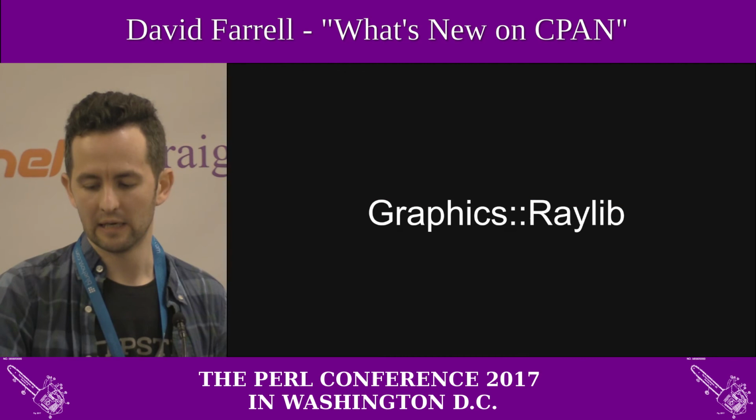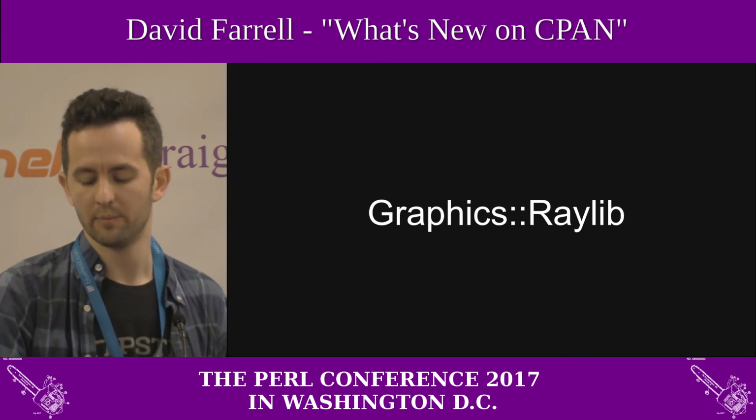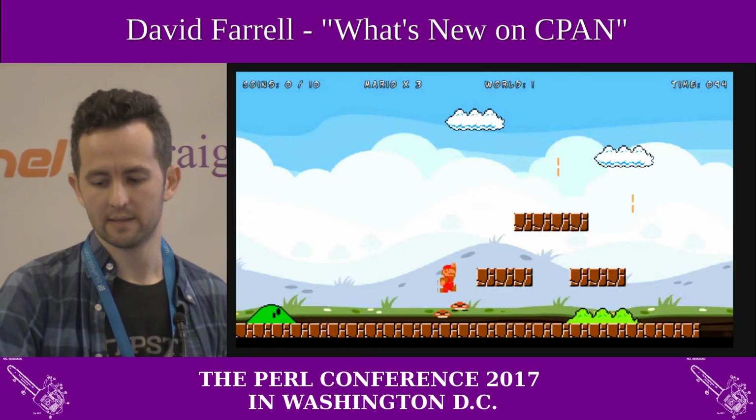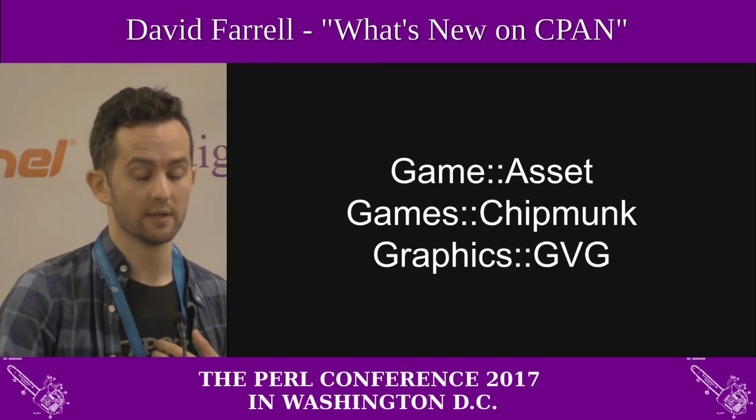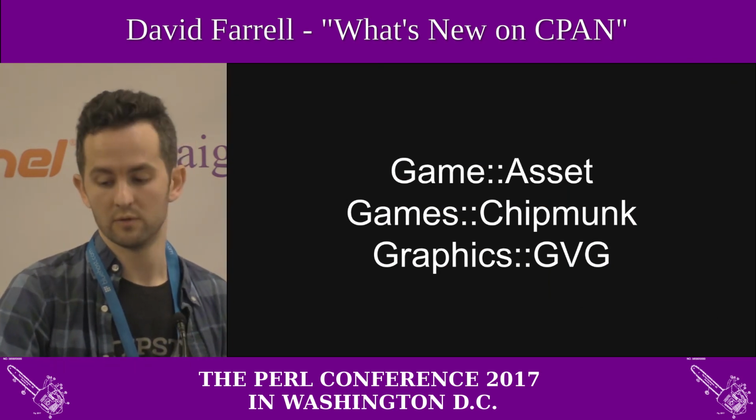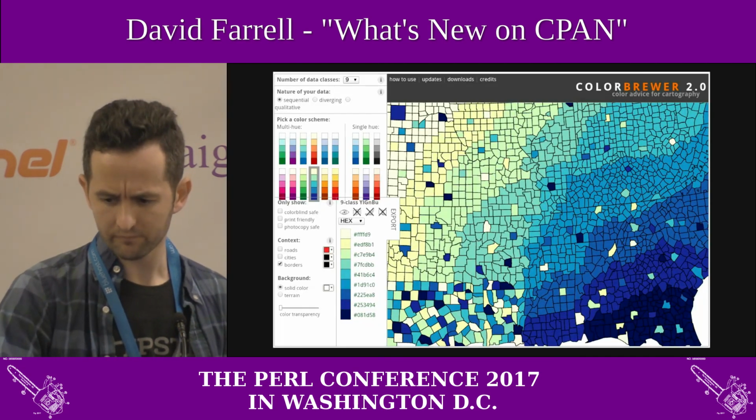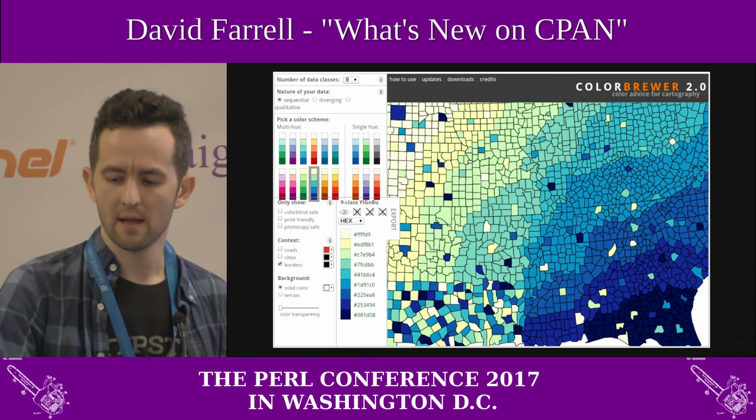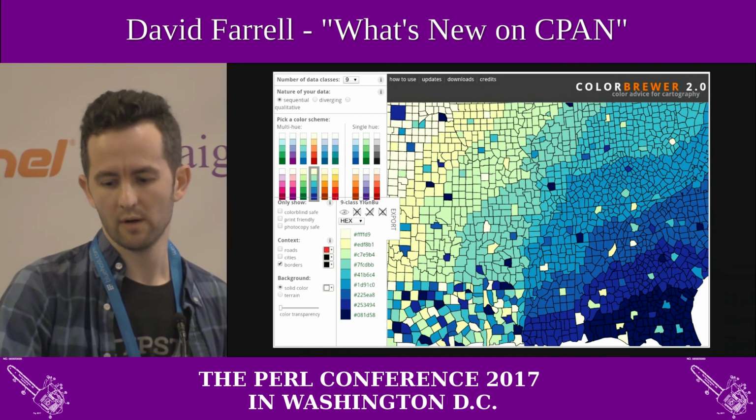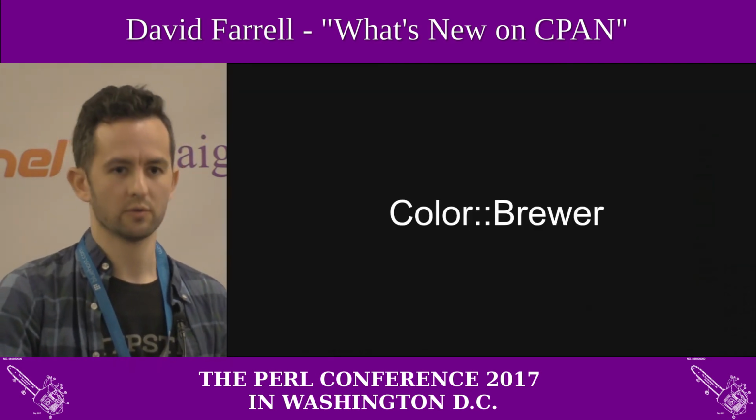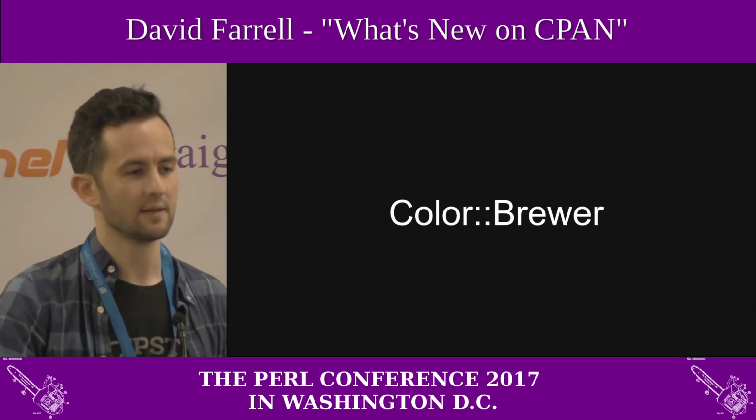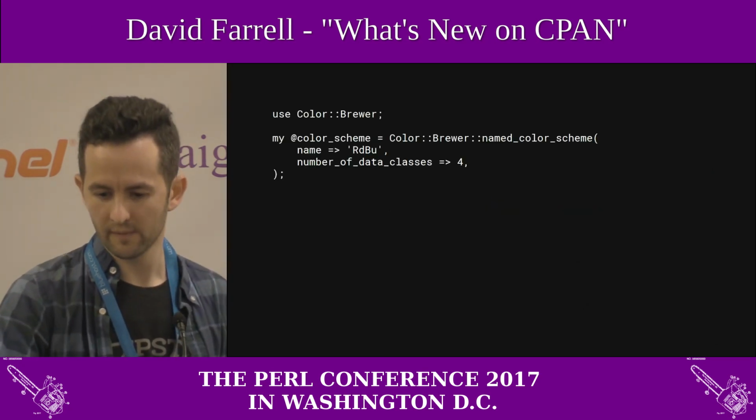Okay, other. I'm going to skip through these because I'm running out of time, but Graphics Raylib is a wrapper for a C game programming library. I've used it. It's a lot of fun. It compiles to many different platforms. Color Brewer is a web app released by Cynthia Brewer that has these beautiful color hues. You can use Color Brewer, the module, to extract these beautiful color sets and use them for whatever you want.